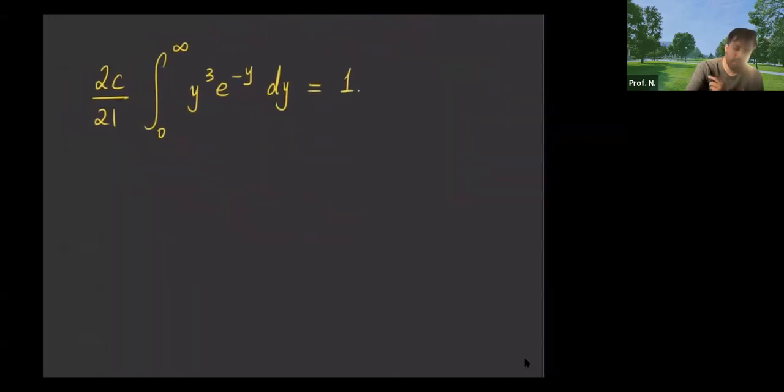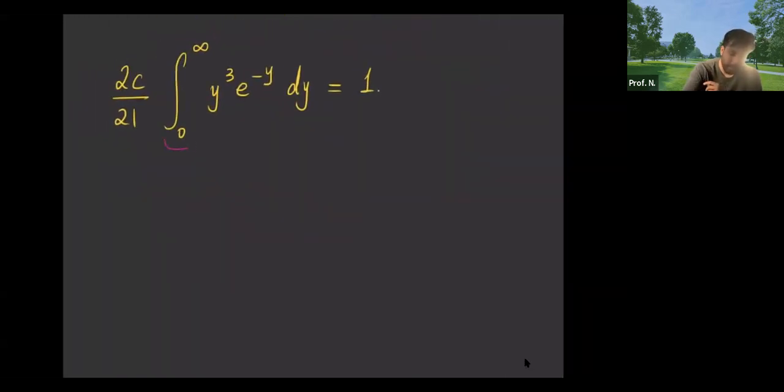And now, is there an easy way to do this integral? This is really saying the expected value of y cubed. There's no easy, clear-cut way.